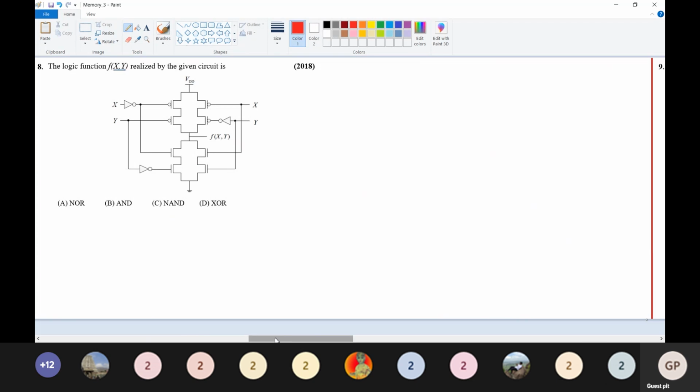So next question: the logic function f of x, y realized by the given circuit is the logic function. Similarly, almost the same question. So I have to find what logic function this diagram is representing. Okay, so now we'll check it out. First, we'll consider this is nothing but an NMOS circuit.